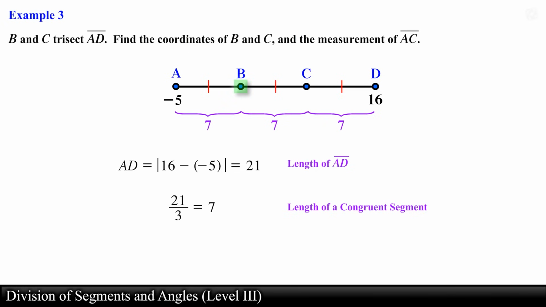The coordinate of point B will be equal to -5 plus 7, which is equal to 2. And the coordinate of point C will be equal to 2 plus 7, which is equal to 9. Finally, we can determine the measurement of segment AC by finding the absolute difference between the coordinates of point C and point A, which simplifies to 14. And this is our final answer. Alright, let's move along to the next example.